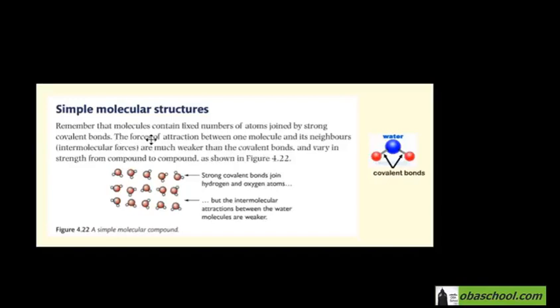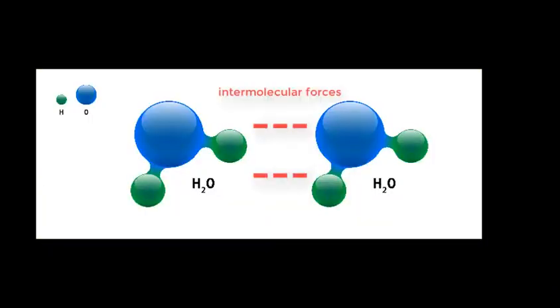The forces of attraction between one molecule and its neighbors, which we call intermolecular forces, are much weaker than the covalent bonds. This means that there are forces that exist between the molecules. For example, those are intermolecular forces between water molecules, but the covalent bonds are between the atoms that make up a water molecule. So the covalent bonds are between hydrogen and oxygen atoms. Intermolecular forces are not covalent bonds. Intermolecular forces are weaker than covalent bonds and they exist between the molecules.